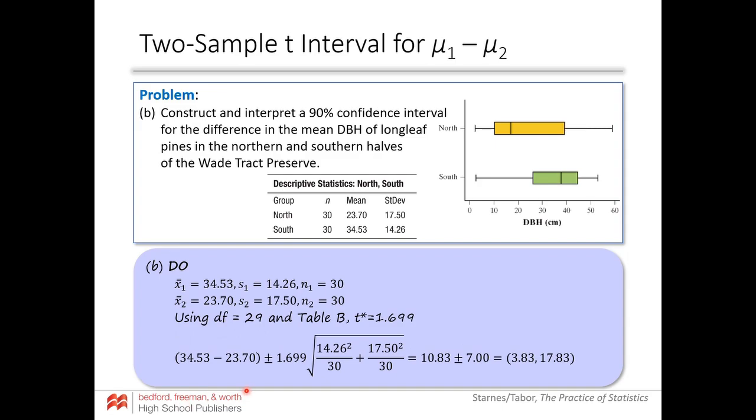So if we use the formula, we subtract our two means. Our t value using table B is going to be 1.699. You can also still use technology for your table value. Degrees of freedom is 29. And then plug in those standard deviations squared. So we're going to compute the standard error, times it by our critical value, which gives us 7. And then when we subtract our two means, we have 10.83. Add and subtract those to get our minimum value for our interval and our higher value for our interval.